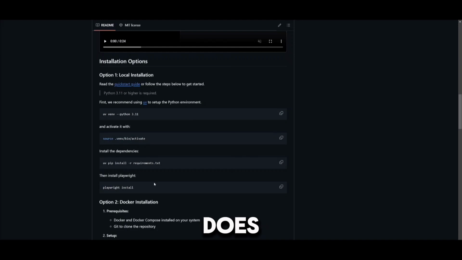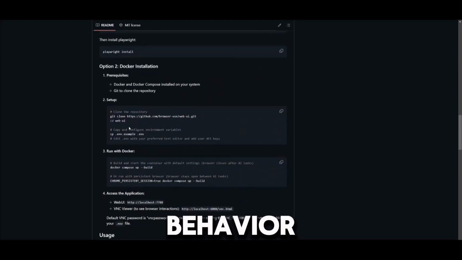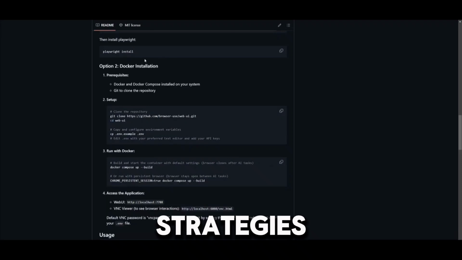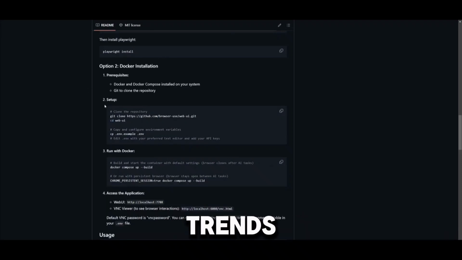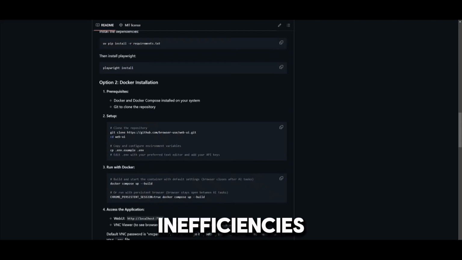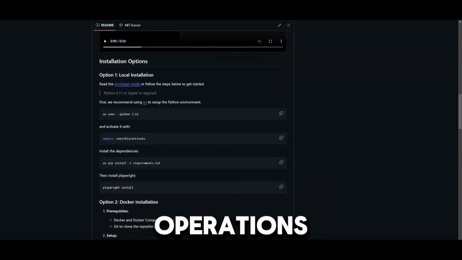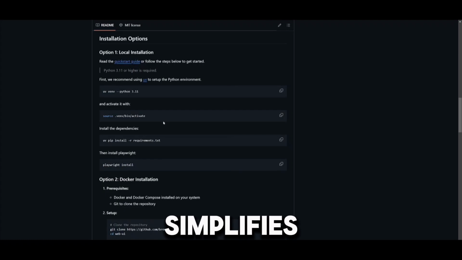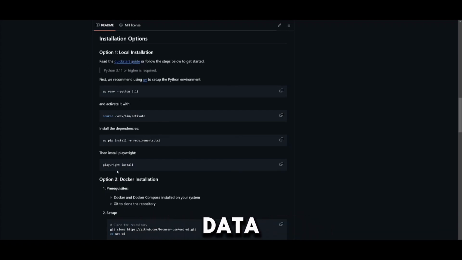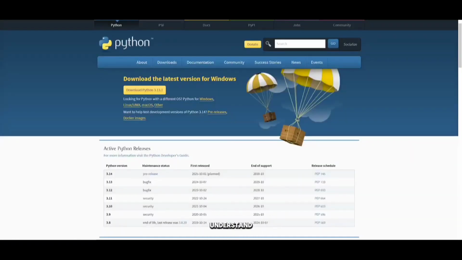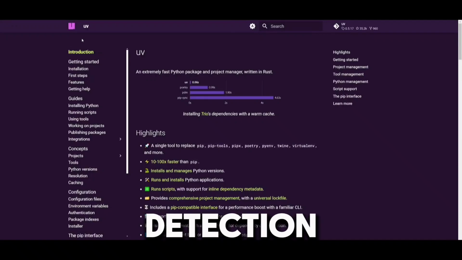Examples of what it does: predicts customer behavior, enhances marketing strategies by identifying trends, highlights risks or inefficiencies in your operations. Deepseek simplifies even the most complicated data into visually appealing charts and graphs, making it easy to understand at a glance. Anomaly detection.